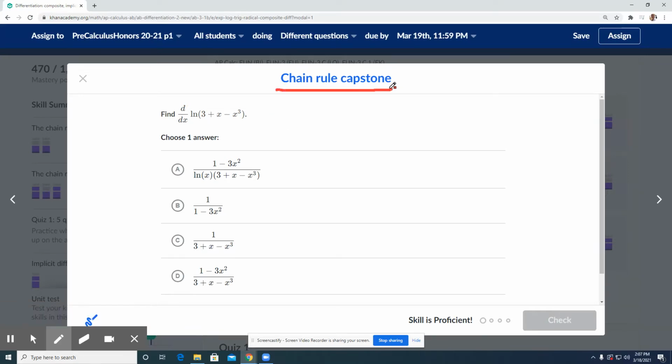Chain rule capstone. I think what they're talking about when they say capstone is we're putting it all together. So all the ideas that we've been dealing with: trigonometry, exponential functions, e to the x, natural log, log, all of those are fair game with the idea of the chain rule being applied here.